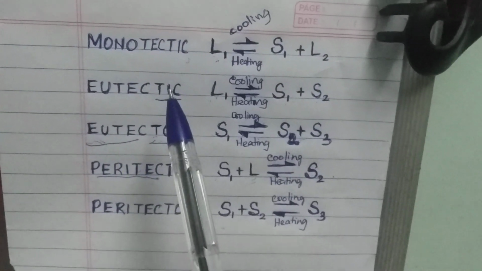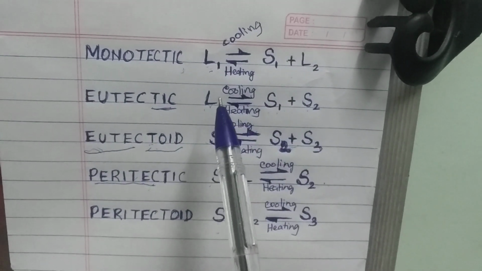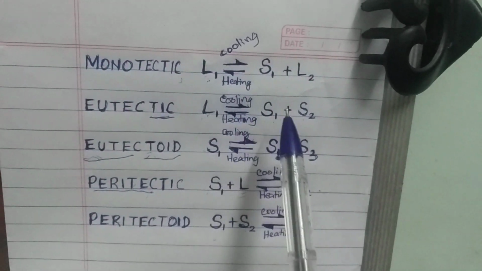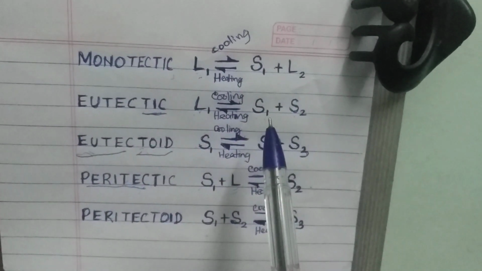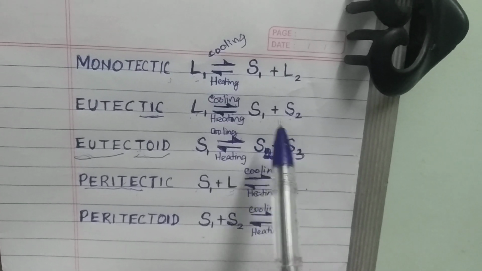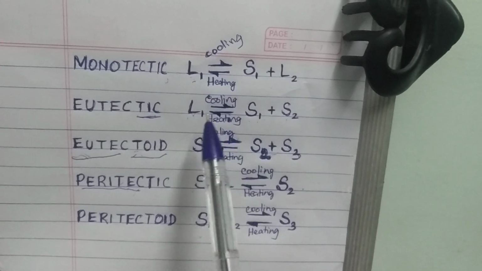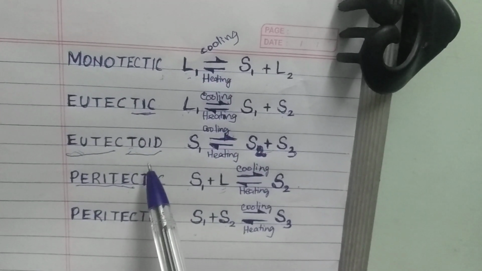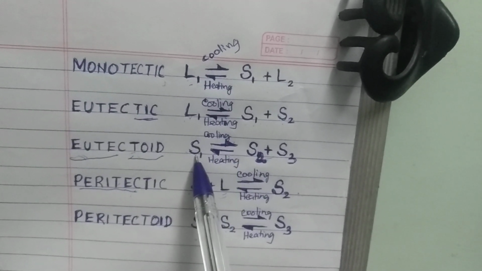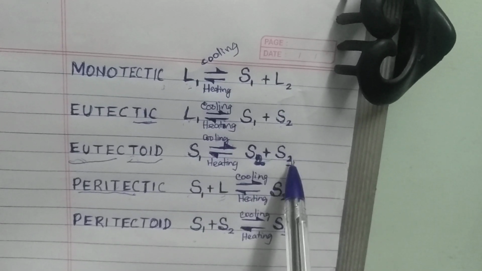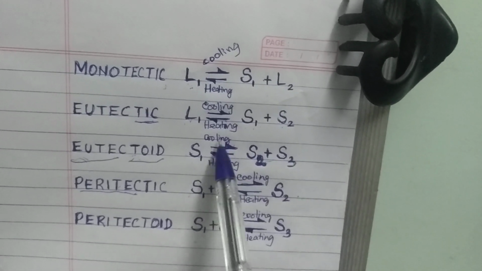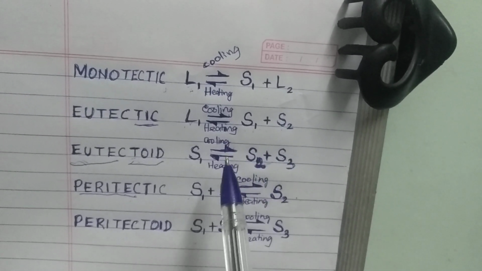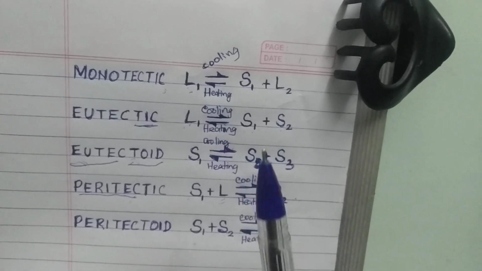Eutectic reaction: liquid 1 is converted into a mixture of solid 1 and solid 2 on cooling, and on heating solid 1 and solid 2 is converted into liquid 1. Eutectoid reaction: solid 1 is converted into solid 2 plus solid 3 on cooling, and on heating solid 2 plus solid 3 is converted into solid 1.